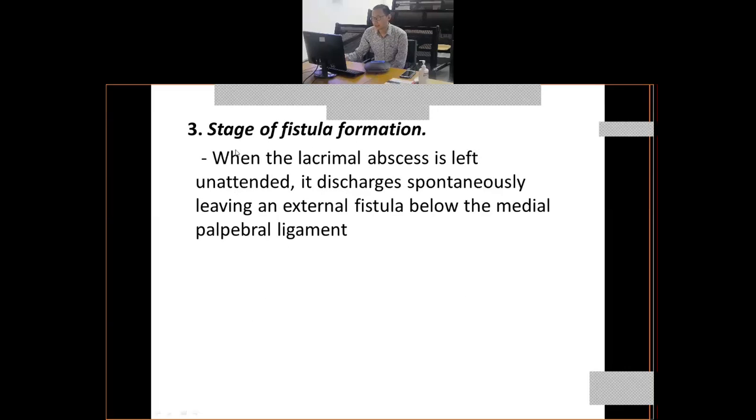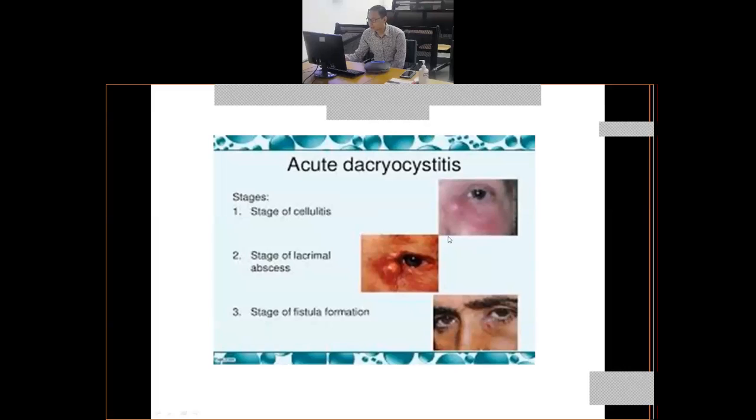Then last is the stage of the fistula formation. When lacrimal abscess is left unattended, it discharges spontaneously, leaving an external fistula below the medial palpebral ligament. You can see in this picture.